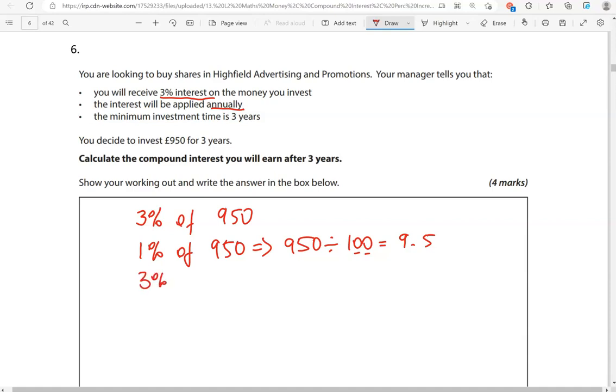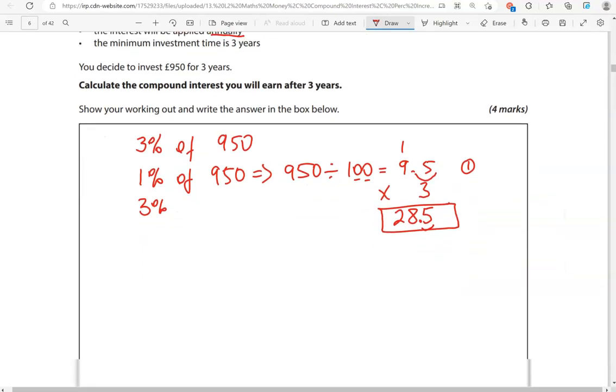3%, that will be 3 times that. So 9.5 times 3. 3 times 5 is 15, so 5 down, 1 carried over. 3 times 9 is 27, and the 1 is 28. So we have 1 decimal place here. No decimal place for the 3 because it's a whole number, so we're going to give the answer 1 decimal place. So 28.5. So that is the interest for year 1.